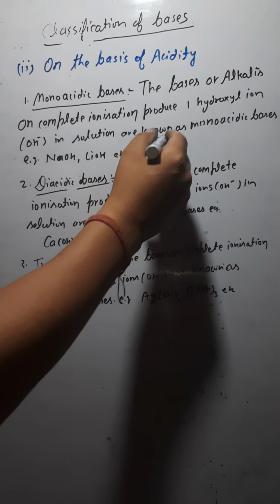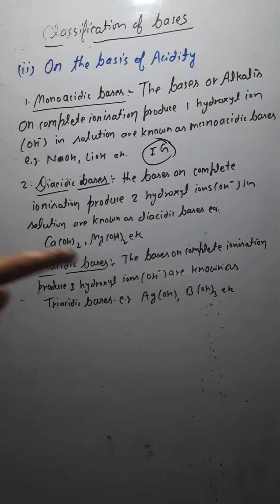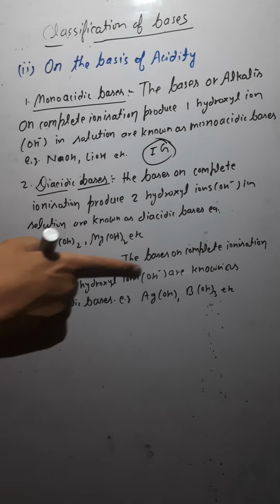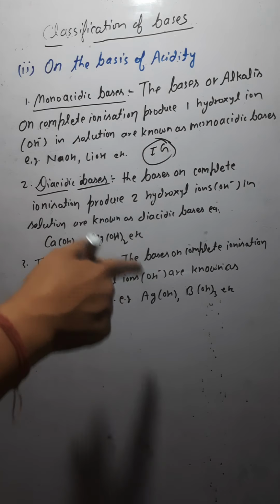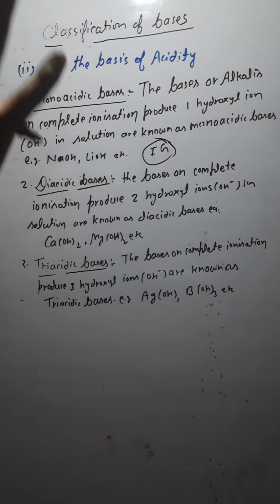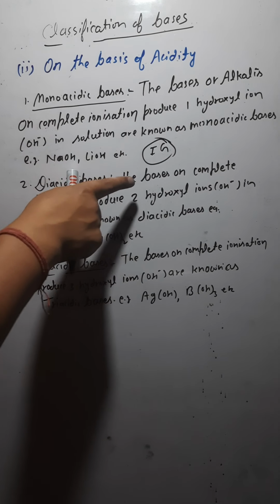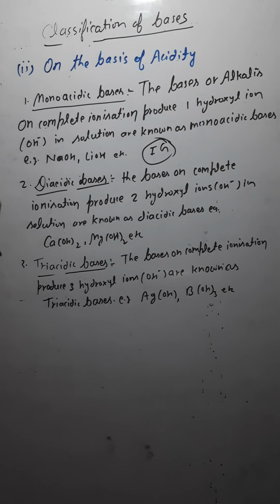So you can say the elements of the first group. We have already written the elements of the first group. Yes or not? Hydrogen, lithium, sodium, potassium, rubidium, cesium, and francium. These are the elements of the first group we have already written. So the bases produced by all these elements would be monoacidic bases.